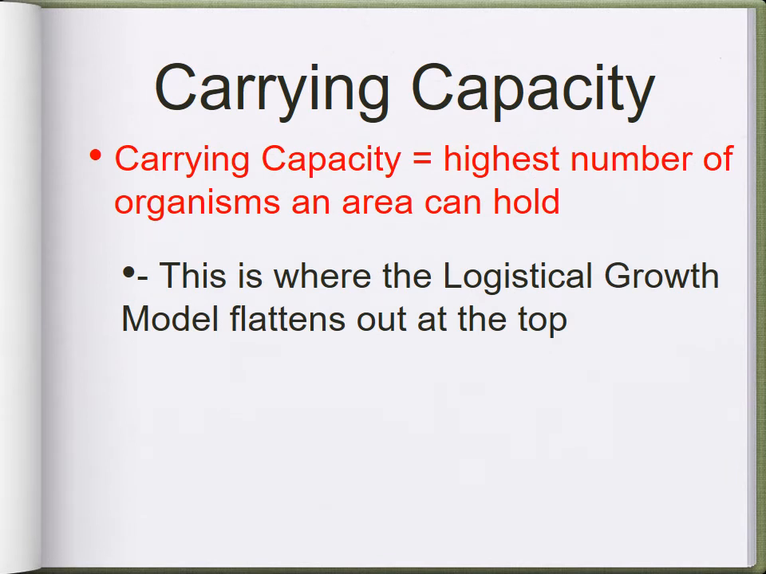The carrying capacity is the highest number of organisms that an area can hold. And the reason it maxes out is because it runs out of something. In other words, it hits a limiting factor. Maybe it's going to run out of food. Maybe it's going to run out of water, disease, space. But something is going to keep it from growing forever. It flattens out. It reaches equilibrium.